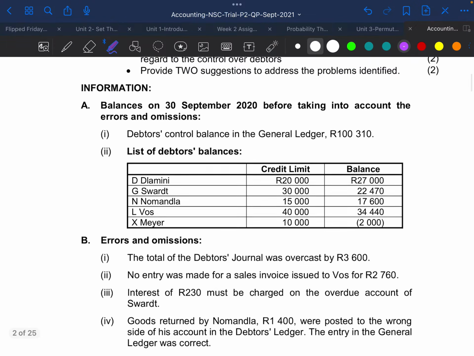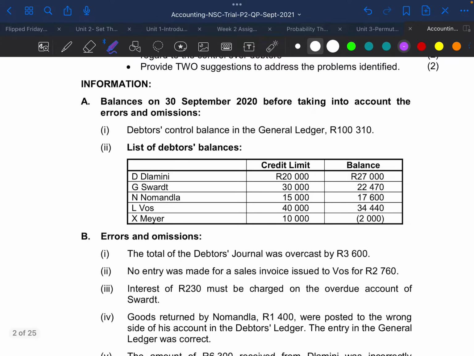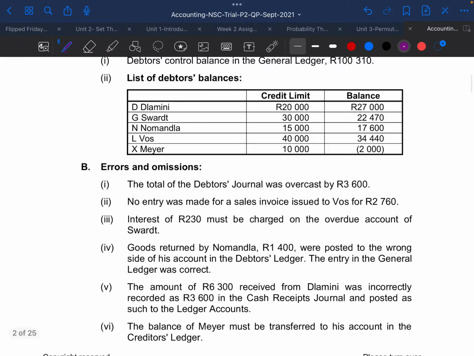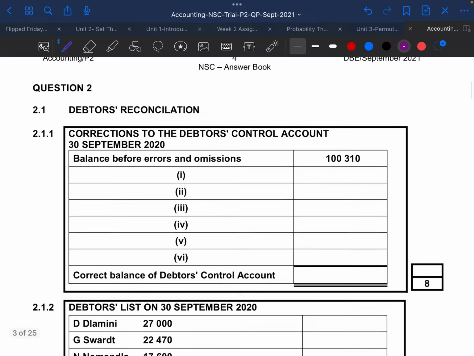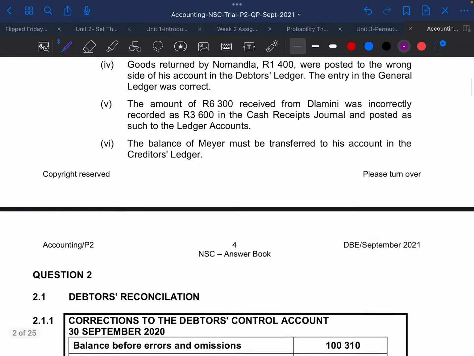I've got information A, which are the balances on 30 September 2020 before taking into account the errors and omissions. Debtors control balance in the general ledger was 100,310, and then we have the list of debtors balances. Then information B, those are the errors and omissions that we have to take into account. Without further ado, let's just get into the question and see what it has in store for us.